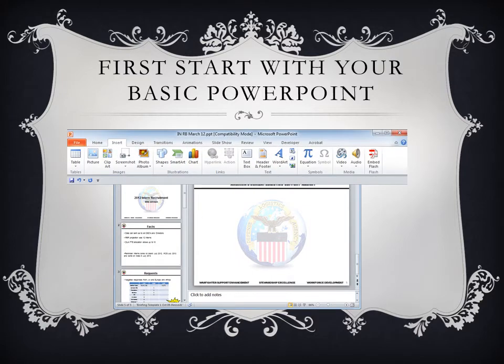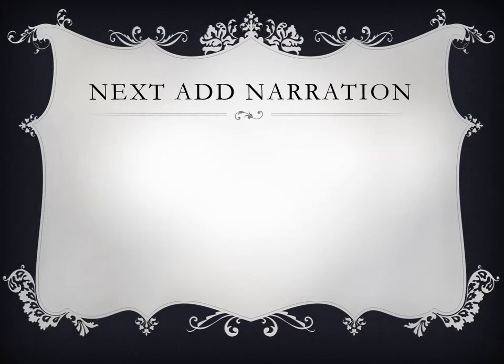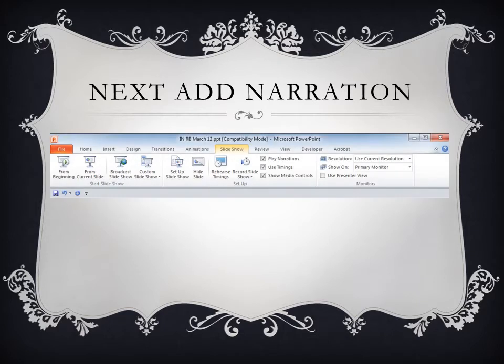So you're going to look at the menu tab at the top. And for adding the narrations, and again, you don't want to add narrations until your PowerPoint is complete, you're going to want to click on the Slideshow tab. Once you are on the Slideshow menu tab, there's going to be many different options to choose from. To add the narration, we are going to want to click on Record Slideshow.